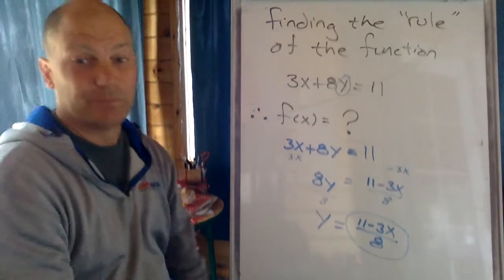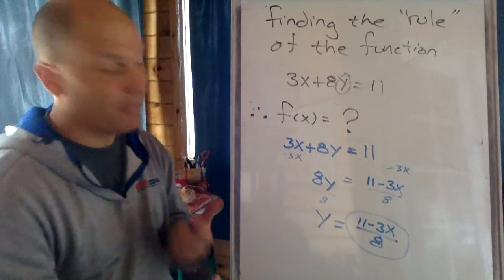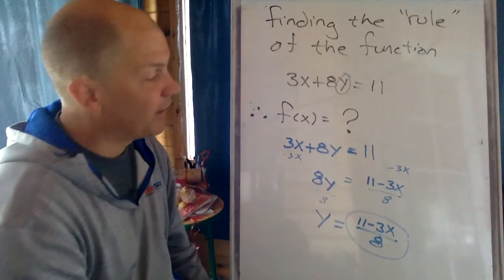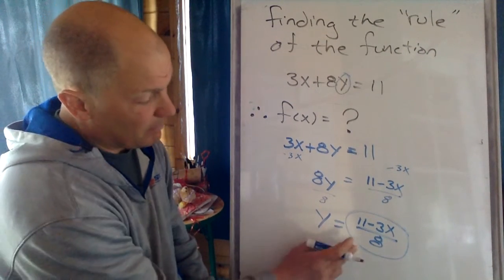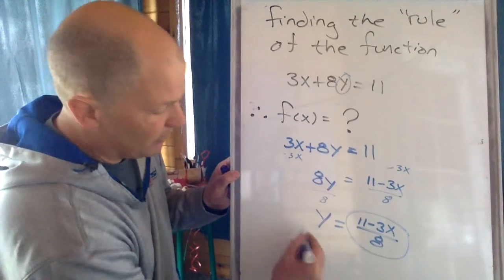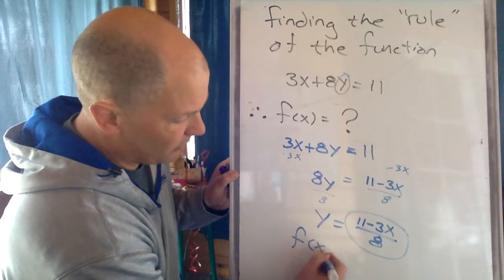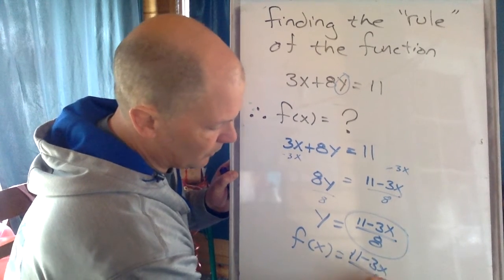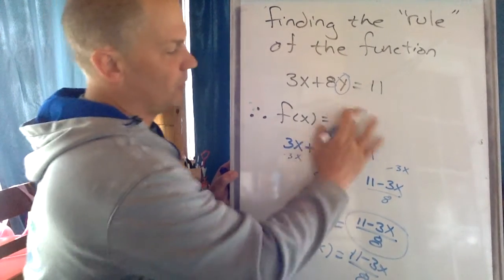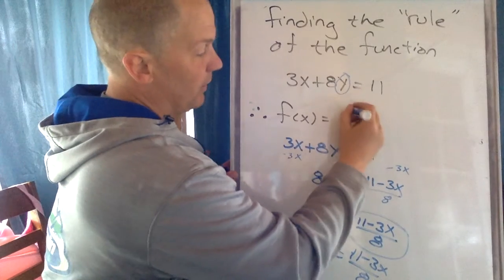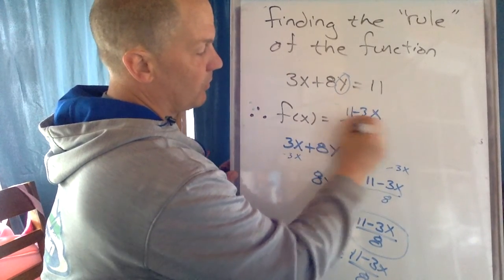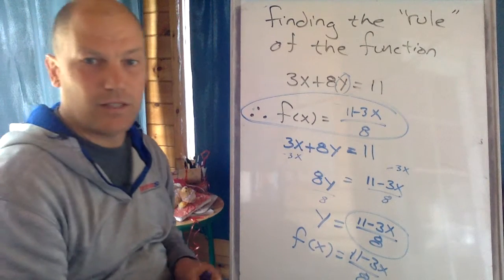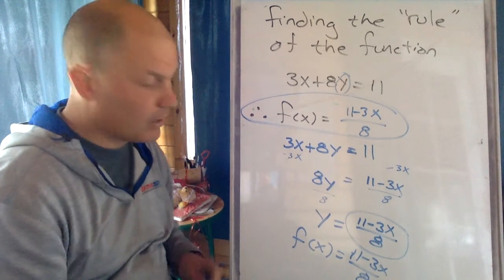I'm actually done. That is the equation. I could simplify it in different ways. I could break it apart, whatever. This is totally fine the way it's written here. So that means if y equals this, and we know that f of x always equals y, so that actually is our answer. So up here, we would just go 11 minus 3x over 8. That is the answer. Problem solved.